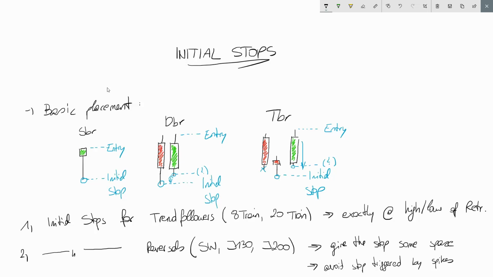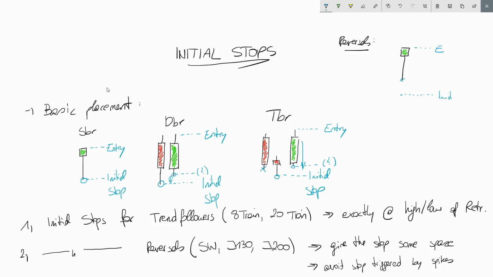Of course, you can always use the exact placement also for reversal signals, but I would definitely recommend that you give the stop more space. So I will draw this also here. I just draw the single bar retracement for reversals. Okay, this is a green one again. Just to clarify once more, this is the entry, and so I do not put it exactly here. I give it, for example, 1/3 of the candle size. This is some rule of thumb.